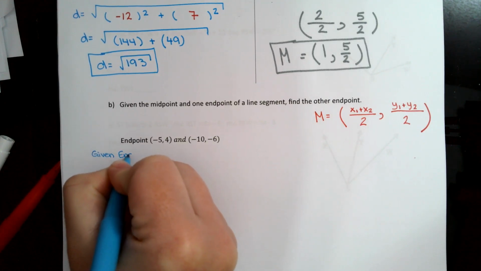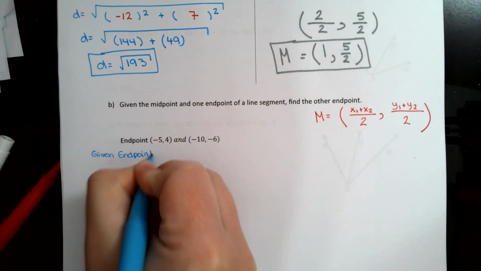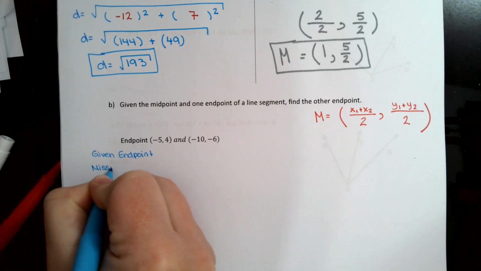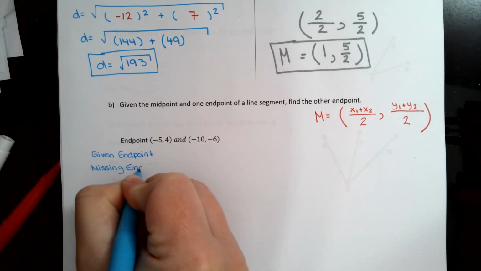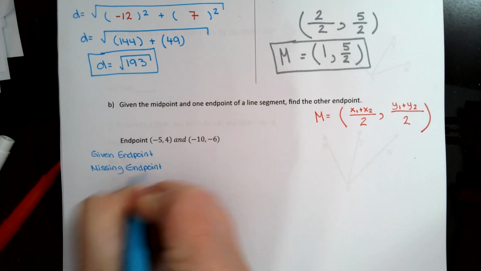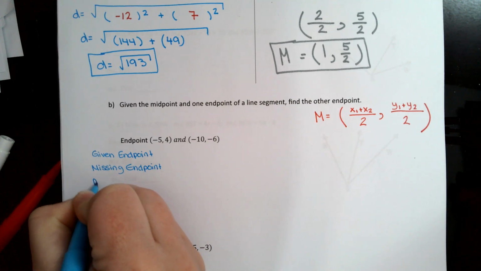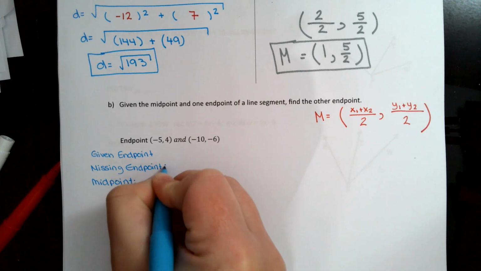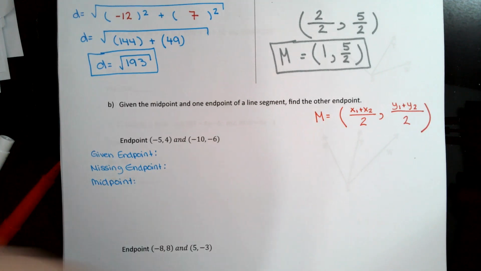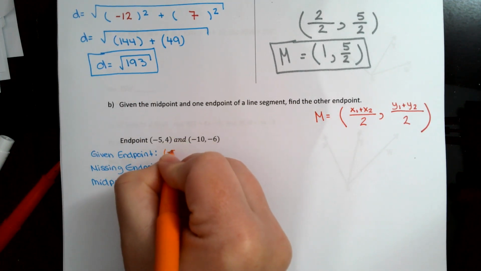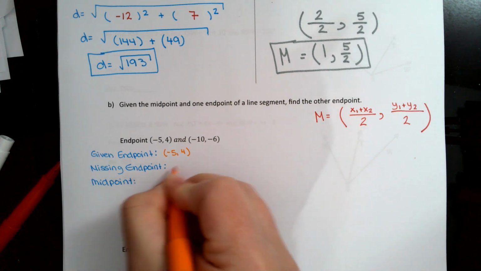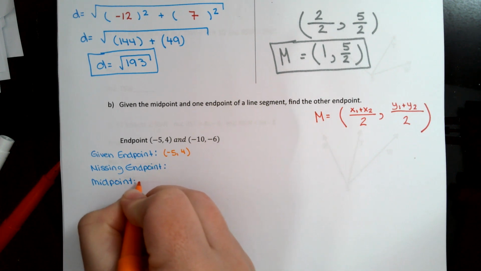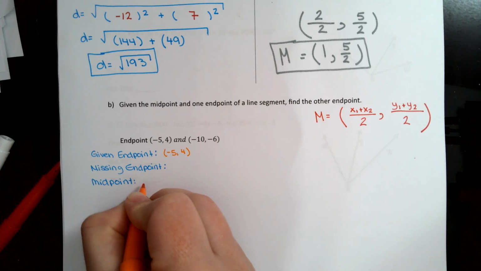I want you to write down given endpoint, missing endpoint, and midpoint. And you're going to do that for each of the questions. Now, the given endpoint is -5, comma 4. The missing endpoint, we're going to leave blank right now. And then the midpoint, hold on a second.